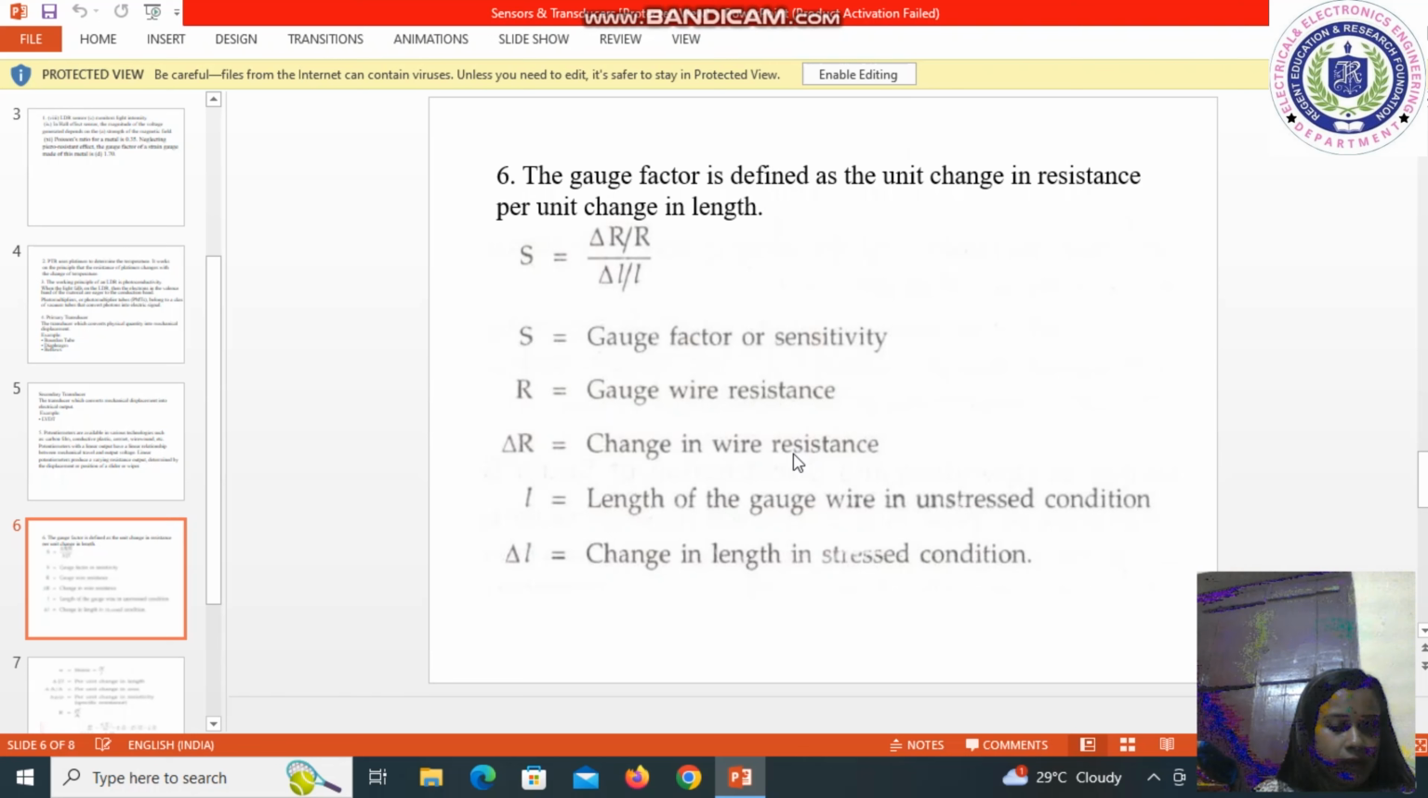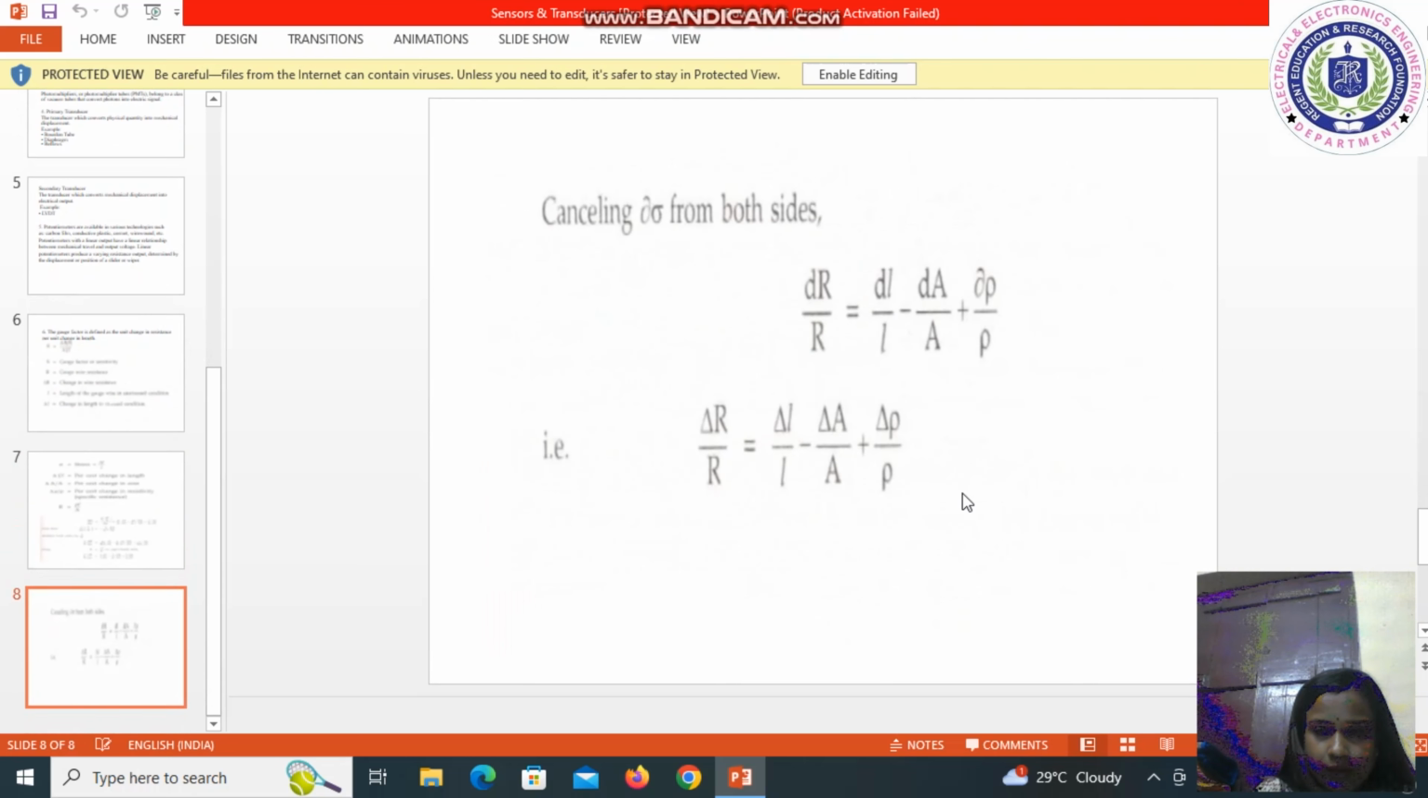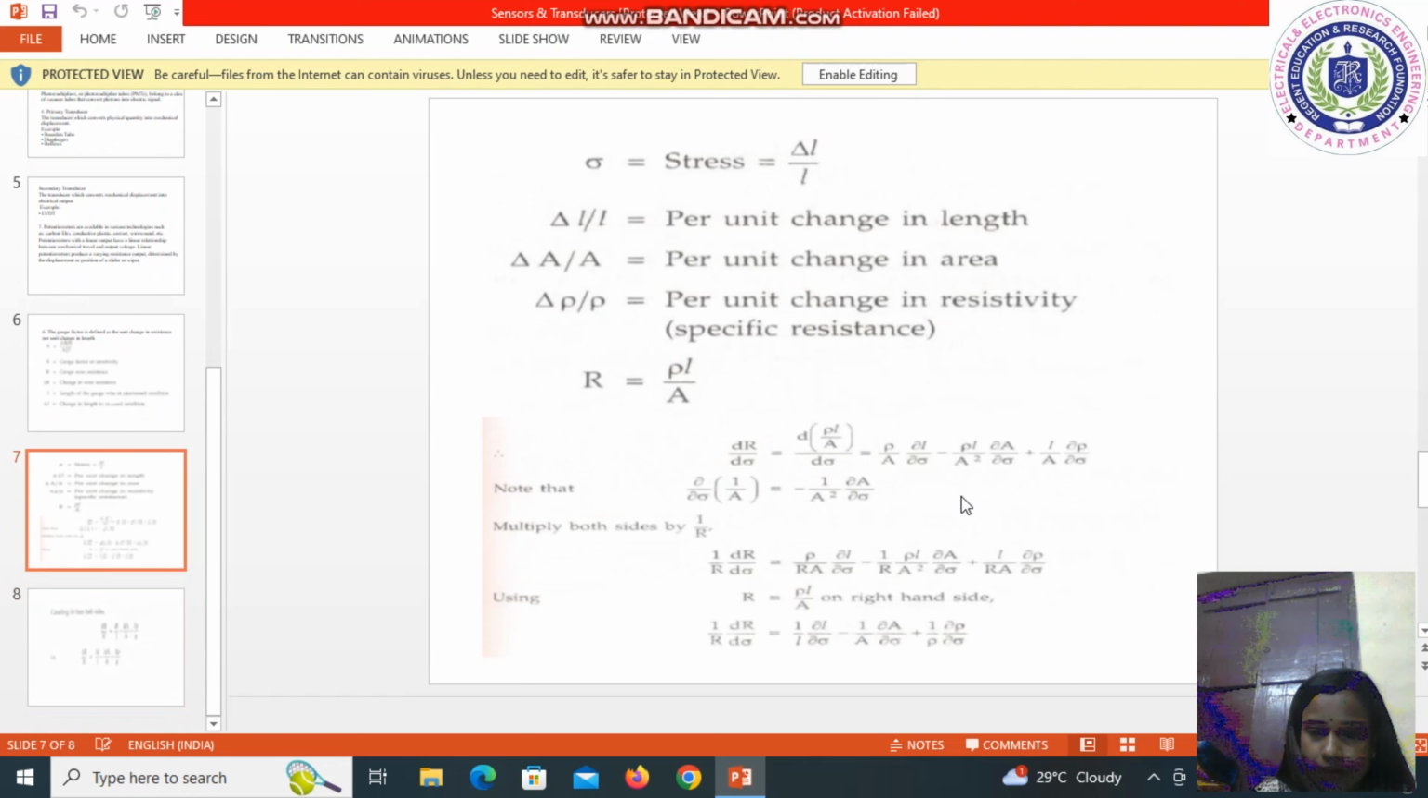Now dR by d sigma is equal to d(rho L by A) by d sigma, that is rho L into dA by A squared, and so on, which gives 1 by R into dR by d sigma.